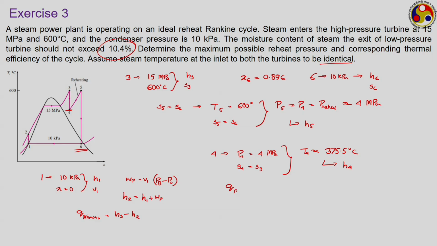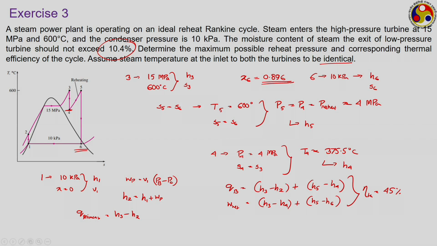So, total QB will be equal to H3 minus H2 plus H5 minus H4, and W net will be equal to H3 minus H4 plus H5 minus H6. Combining this, your thermal efficiency will be coming in the range of 45%, but more importantly we are able to maintain a significantly high turbine exit quality.